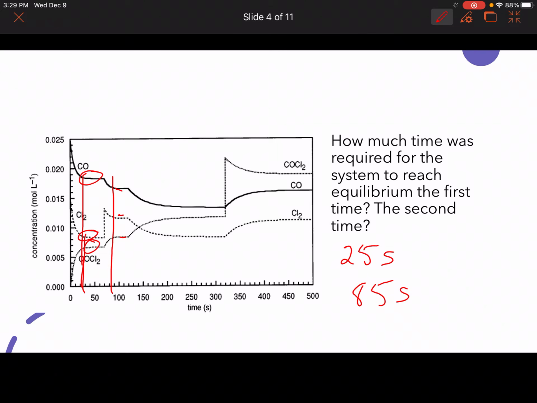So those are our first two equilibriums. They don't end there. We've got another equilibrium here and another one here, but I didn't ask you about those ones. Anytime you see a plateau on your graph, that's when the concentrations are no longer changing, because that's the definition of equilibrium, right? The forward reaction is equal to the reverse reaction, so we don't notice anything happening. Equilibrium is when those concentrations are constant, when they stop changing.